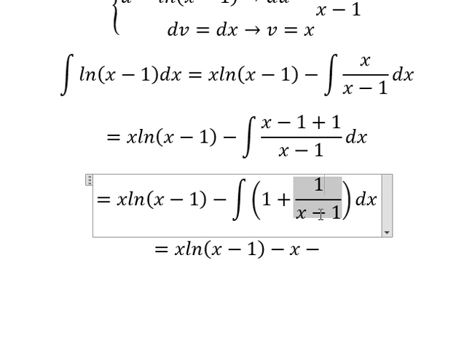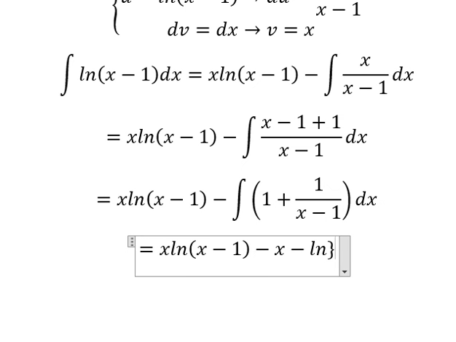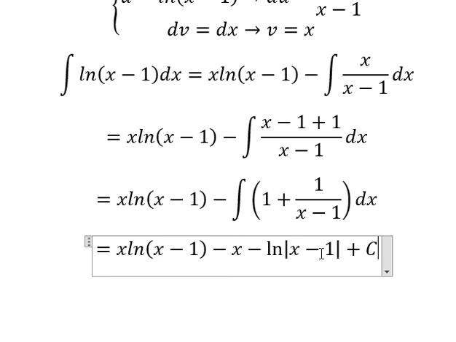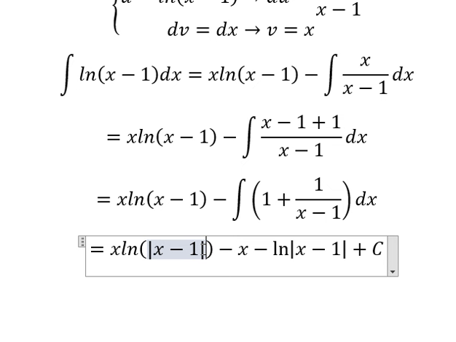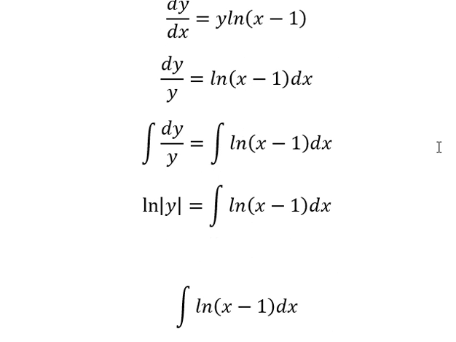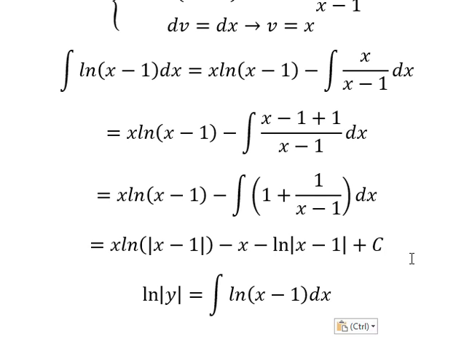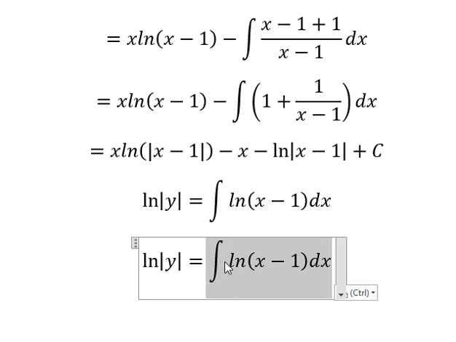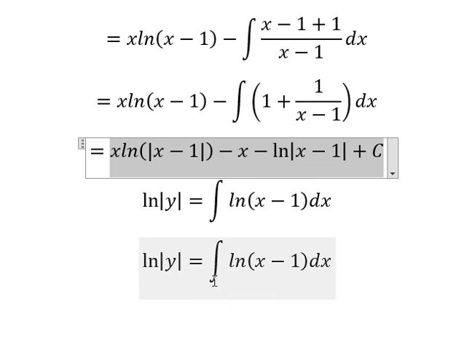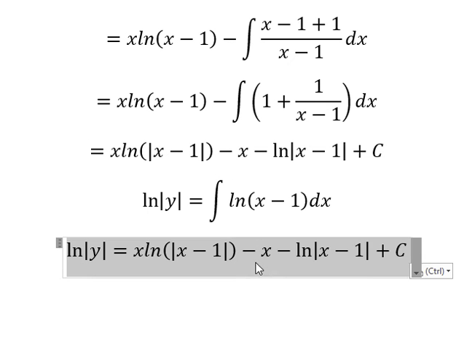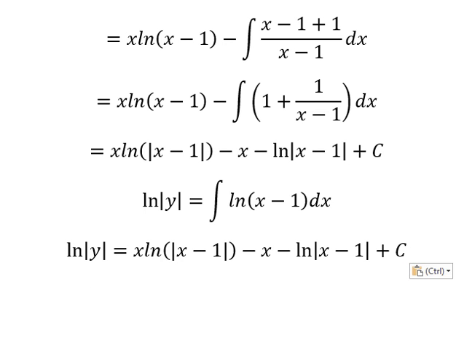The integration of 1 over s minus 1, we have this one. And this one, I can put the absolute value in here. So, I go back in here. So, the integration of this one, that is about this one. And this is the final answer. This is the end. Thank you for watching.